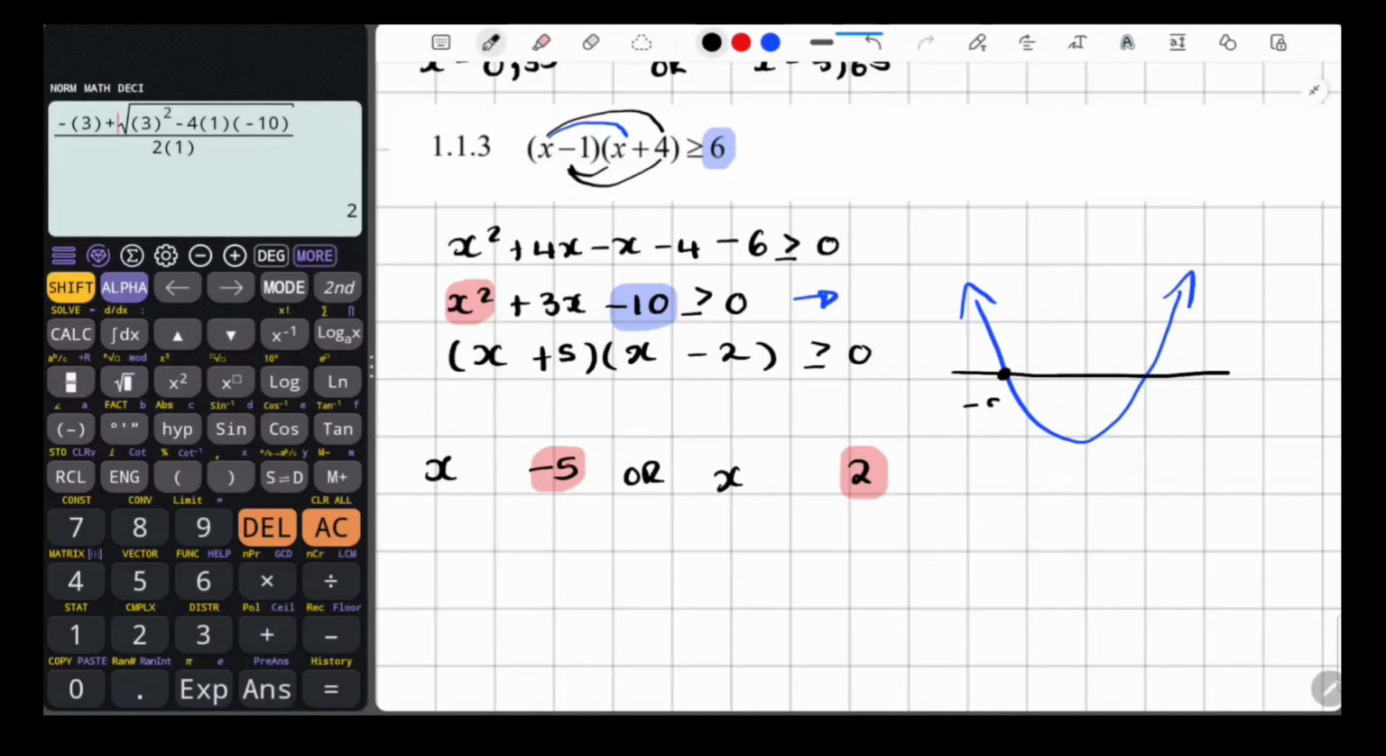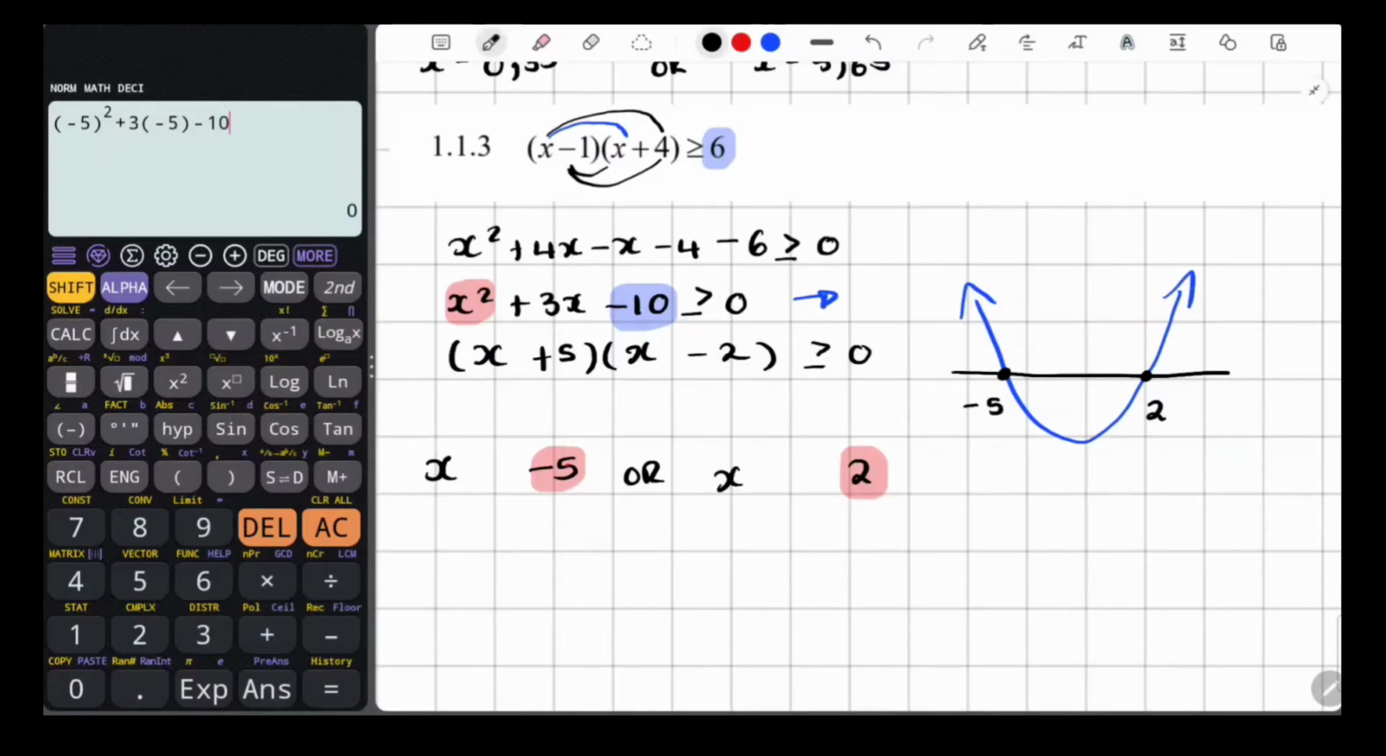So we have the -5, and over here we have the 2. Now remember that this inequality says greater than or equal to 0. So you need to first of all check: when you substitute -5 back into this equation, does it give us a value equal to 0? And we can go ahead and check that. And you can see it does give you a value equal to 0.